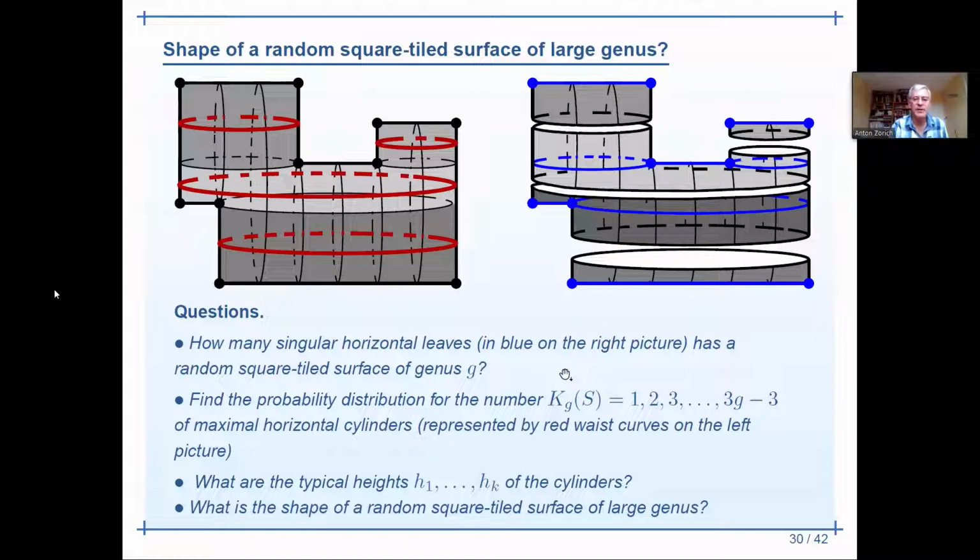Or what is the probability distribution for the number of maximal horizontal cylinders, which are in red on the left picture? What is the typical heights of the cylinders? Or in terms of multi-curve, what are the typical weights of a multi-curve? And more generally, what is the shape of a random square-tiled surface of large genus, or a random multi-curve?